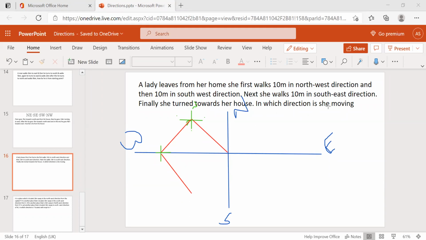And from here, finally, she turns towards her house. Where is her house? Here, right? Now, from here, this is north, this is east, this is west, this is south. Right?